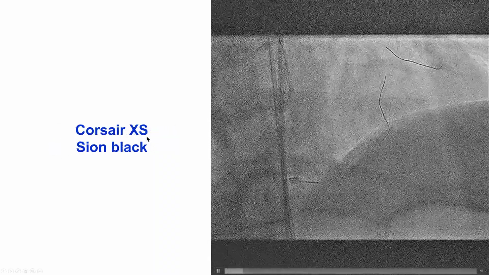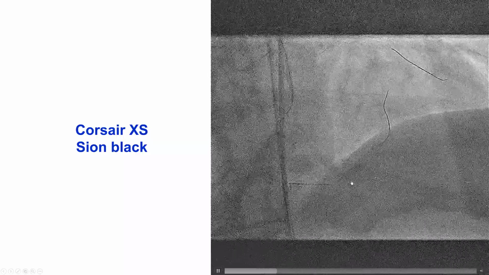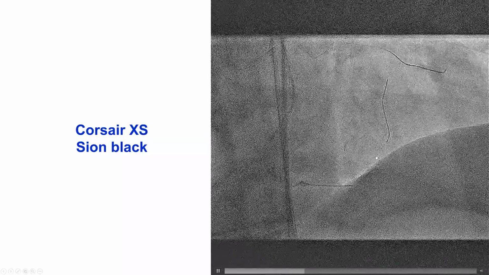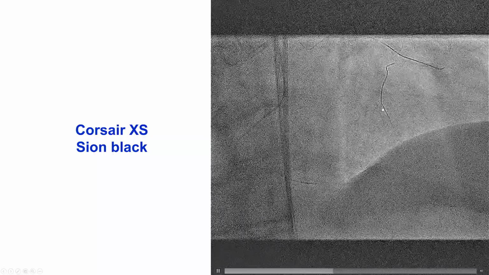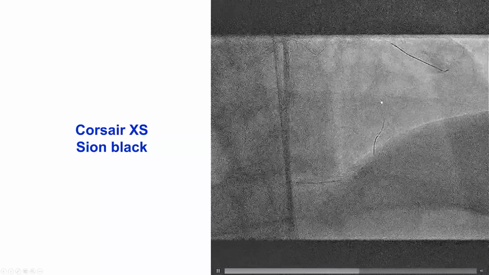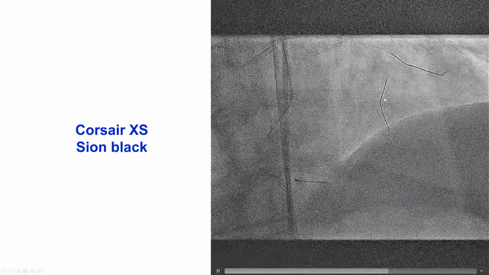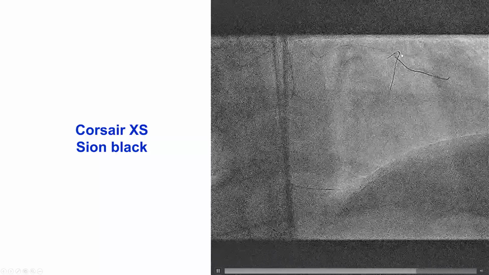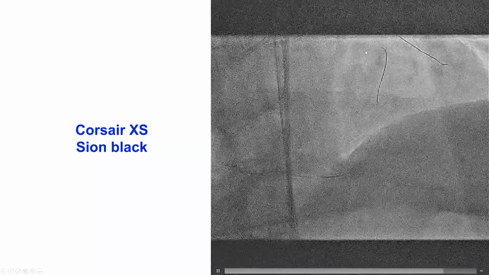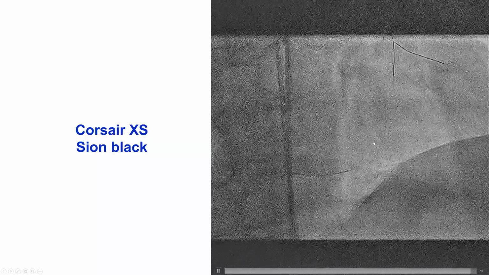We used a Corsair XS microcatheter, and along with a Suoh 3 and then a Sion Black guide wire, after a while, it took several attempts to engage the septal, but eventually we were able to advance the guide wire in what seems to be the course of the left anterior descending artery.